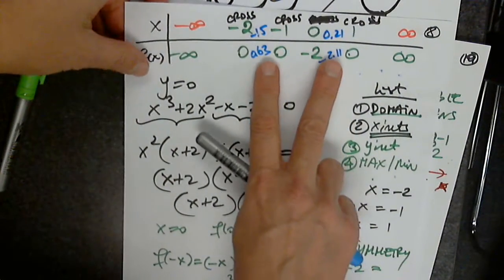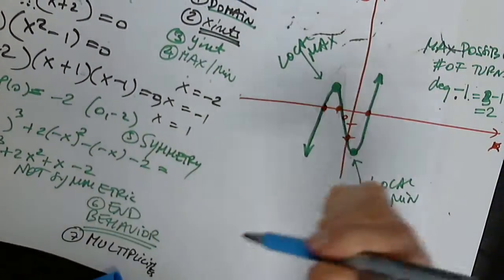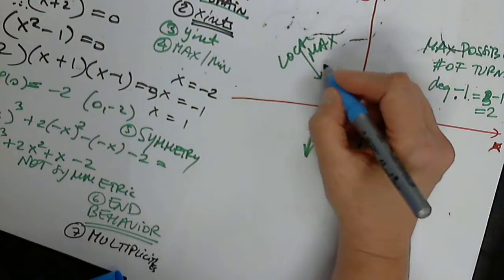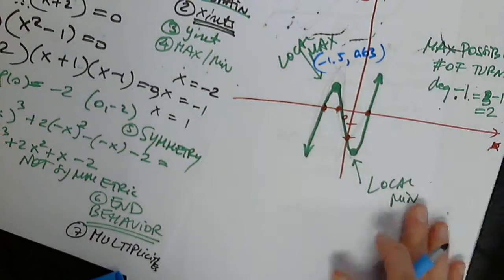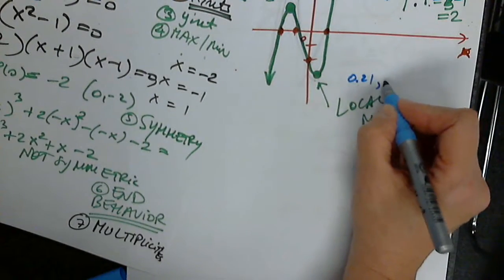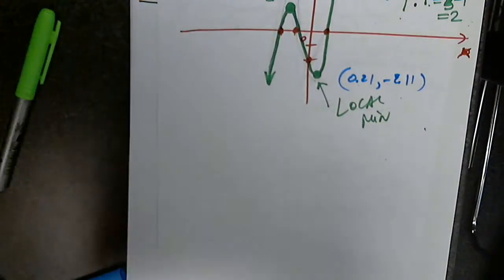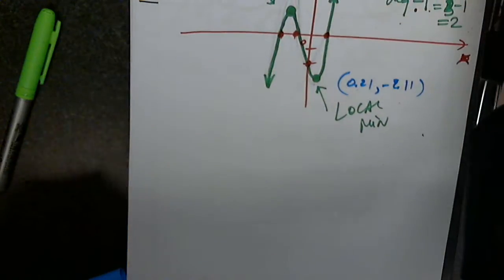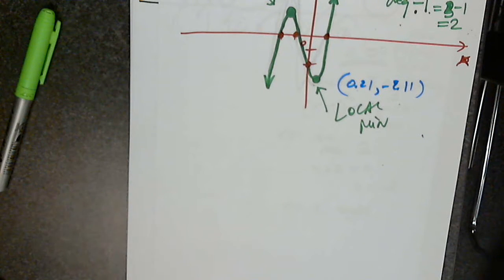So these are the extra points that I just put in. And now I can put them here also. This one was -1.5, comma 0.63. And this one, the local minimum, was 0.21, comma -2.11. Now, no one can come up with anything extra about this function. This is it.